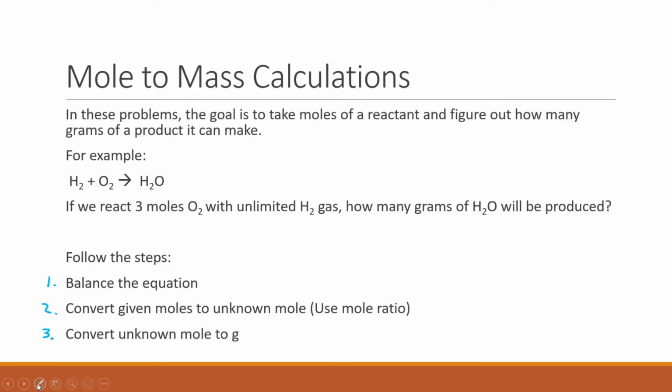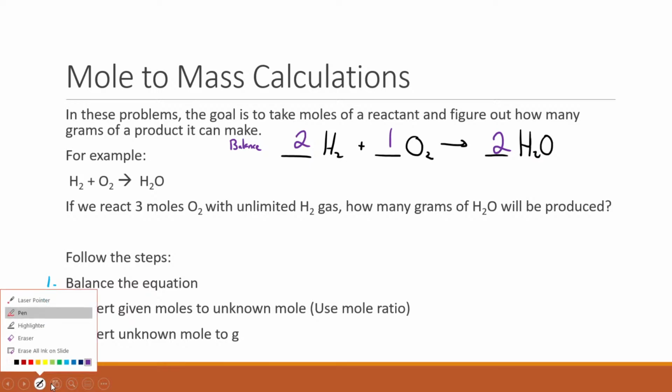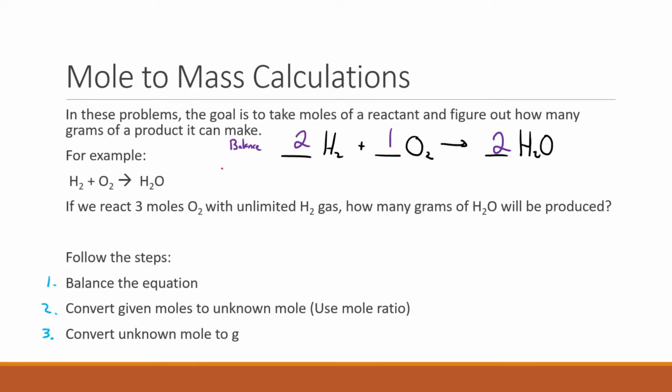So let's set up our problem again here. H2 plus some amount of O2 makes some amount of water. We're going to balance in purple again. 2, 1, and 2. Then we're going to solve out our problem in red. 3 moles of O2. So I'm going to put my 3 under here. How many grams of water will be produced?